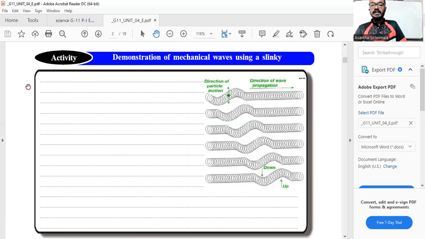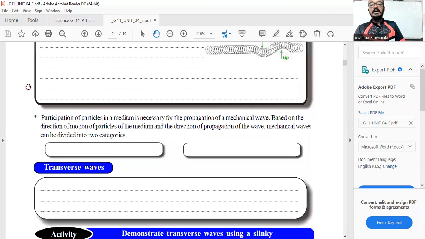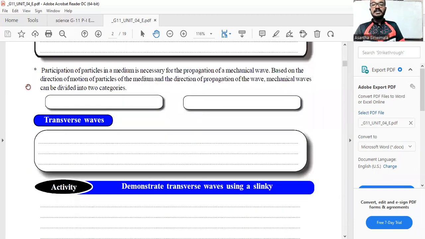Okay, nothing much right there. Then we come to the other part. Participation of particles in a medium is necessary for the propagation of a mechanical wave. Right? So that's what we said. Mechanical waves require a material medium, so they need the particles.